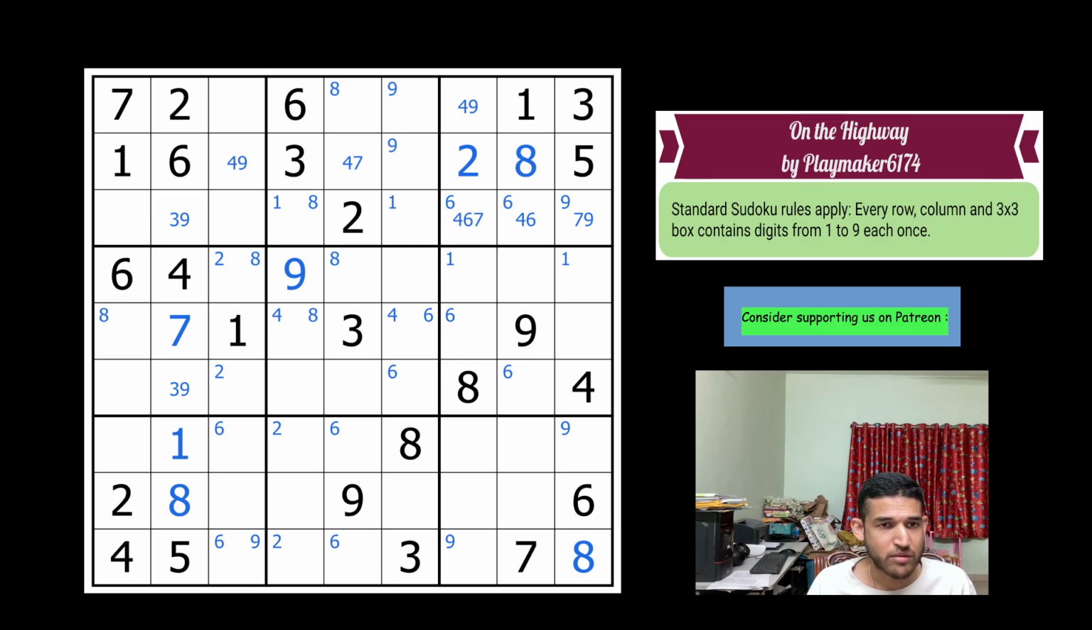9 is of course not possible here because of using the same idea. If you have 9 here, right, 9 is forced here, 9 is forced here, and now again the same idea. There is no 9 in box 1, so 9 cannot be in row 3 column 7, right? So this is 4, 6 and 7. Excellent.